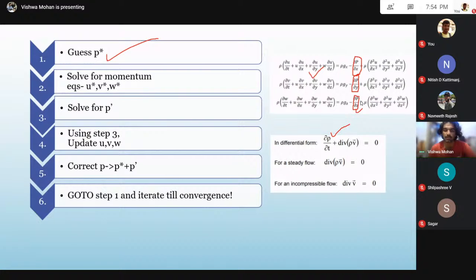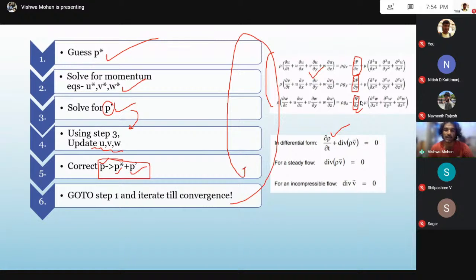First you guess what the pressure is, P star, and then you try solving for the first few values of u, v, w, and then you find what P dash is. It's the difference, or the error in P. Once you find that error in P, you go to these equations again and find new u, v, and at the same time you correct the pressure. Guessed pressure plus the error will give you the new, corrected pressure, and then you go on looping until you end up with a converged solution.